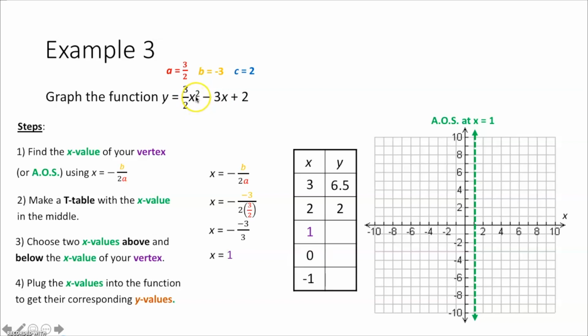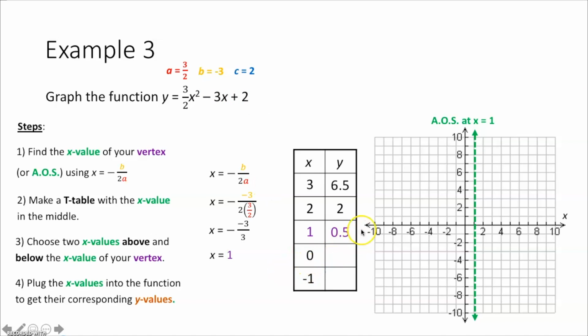Now let's plug in 1. 1 squared is 1, times 3/2 is just 3/2, or 1.5. So this turns into 1.5. Minus 3 times 1 is going to be minus 3. So 1.5 minus 3 is negative 1.5. Plus 2 is just going to be 0.5.